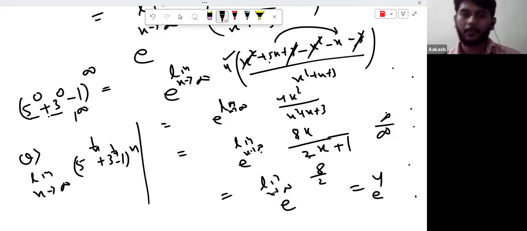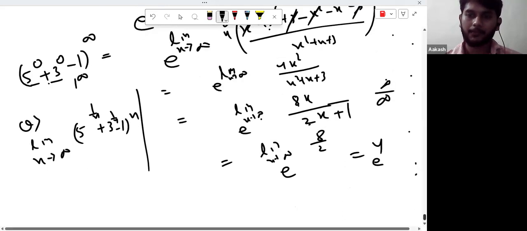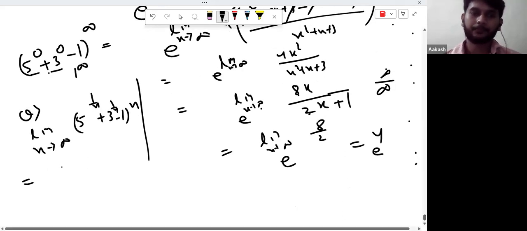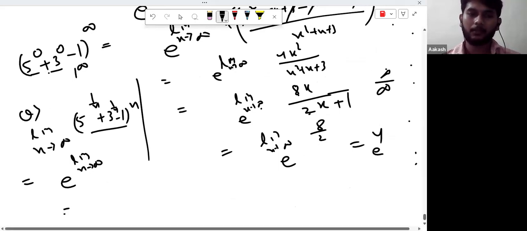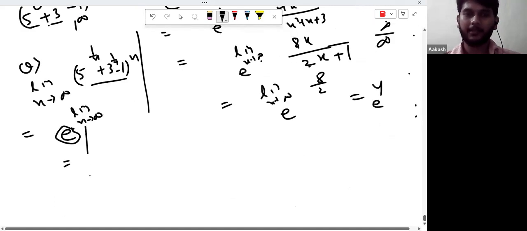So what you can do here is e to the power limit n tending to infinity. This will become this minus 1. Let me write here. I am leaving out the e, just remember to write it in the final answer. I'm not writing it again and again.